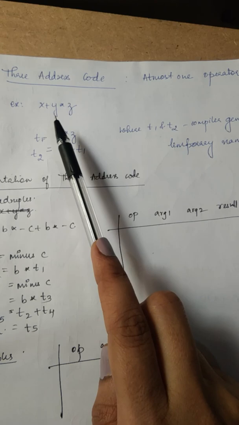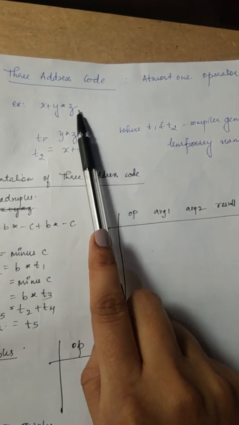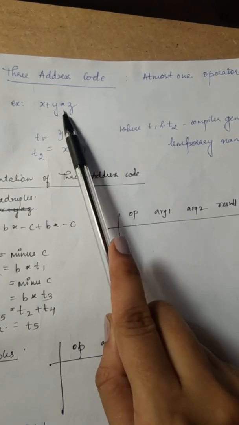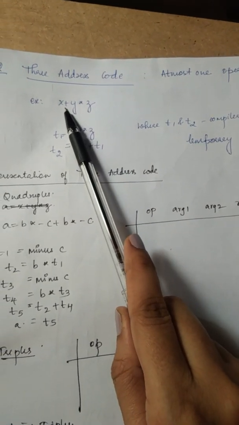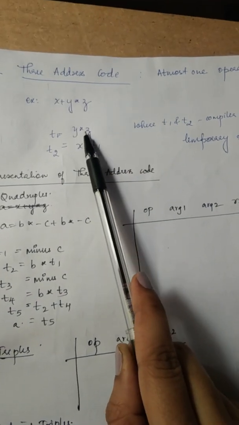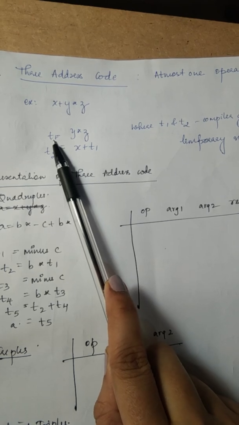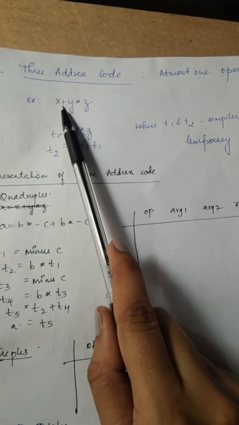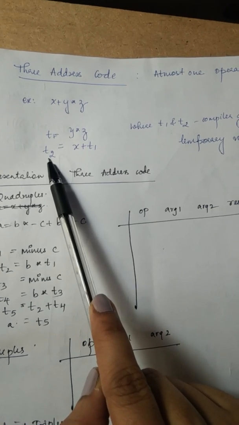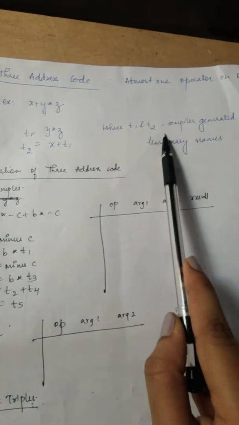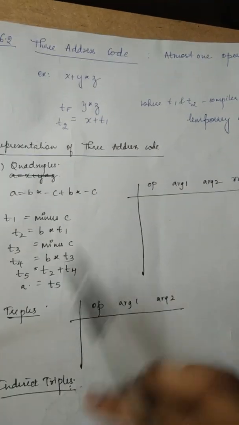Look at this expression. It has two operators and three operands, right? So we have to break this into three address code. Considering the precedence, star has more precedence over plus, so I have written it this way. y into z is stored in a temporary variable called t1, and t1 is then added to x, and it is stored in another variable called t2. So t1 and t2 are compiler generated temporary names. This is what three address code is.